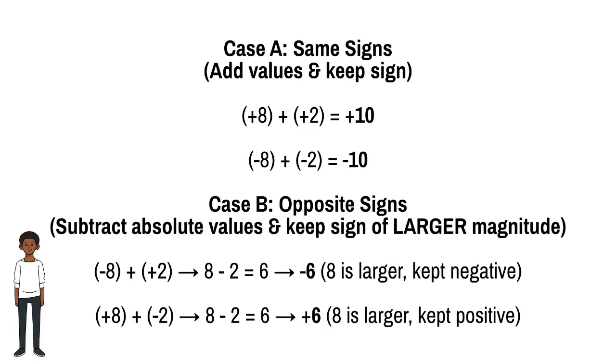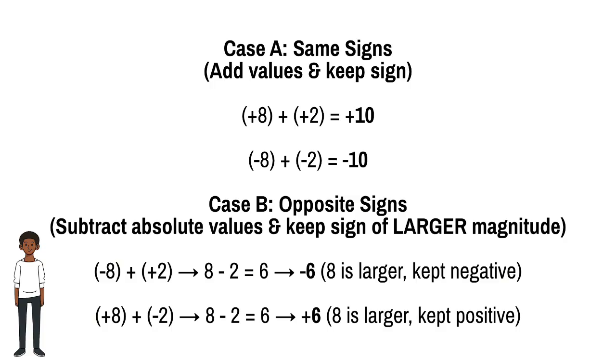Now let's move to addition, which is where many students start confusing the rules. When adding numbers with the same sign, simply add their values together and keep that same sign. Positive 8 plus positive 2 is positive 10. Negative 8 plus negative 2 is negative 10. Easy enough. Now, what happens when adding numbers with opposite signs?